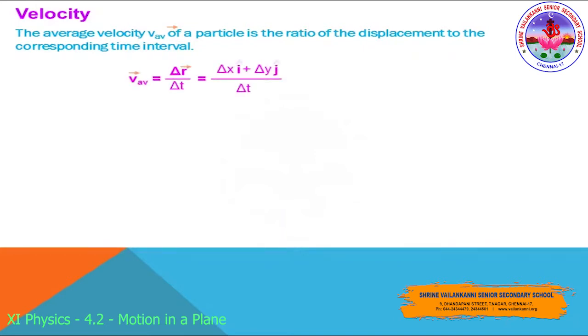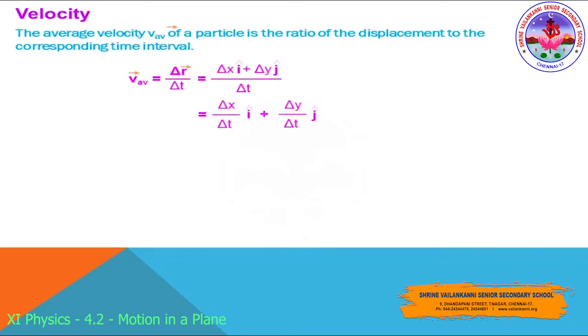So V average, which is equal to del r vector by del t, is equal to, we have taken two components. Suppose we have taken the x component and the y component in a plane, right? P is the point, and from 0 to P we have taken r, the position vector. In that graphical diagram we will get del x i cap plus del y j cap over del t, or else we can write this as del x by del t i cap plus del y by del t j cap.